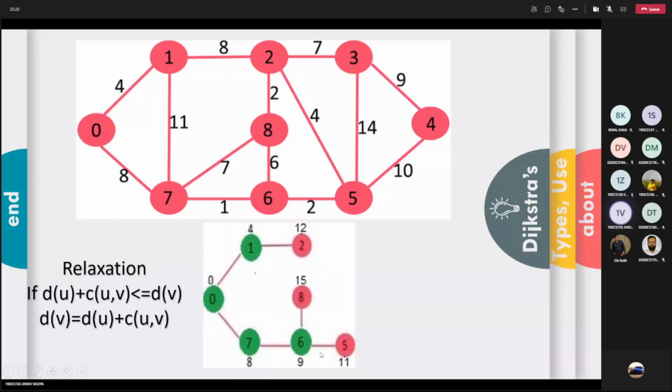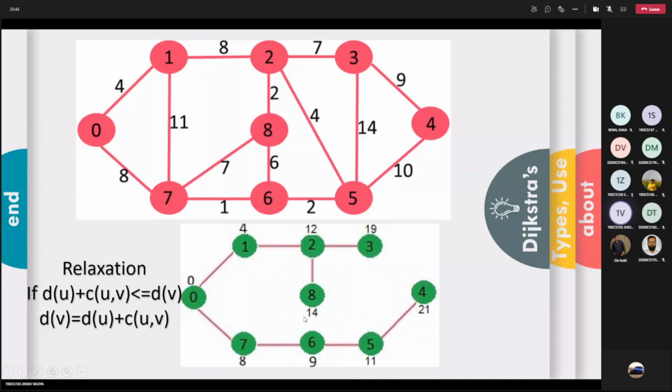In the same way we will do for the vertex 6. We will mark the vertex 6 as the minimum distance, that is 9. So we will mark it as visited, and we will find the distance to the directly connected vertex. That is all.